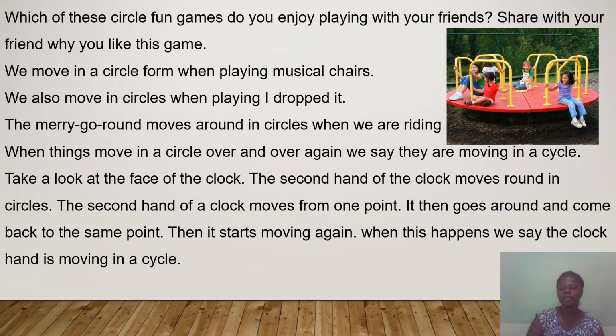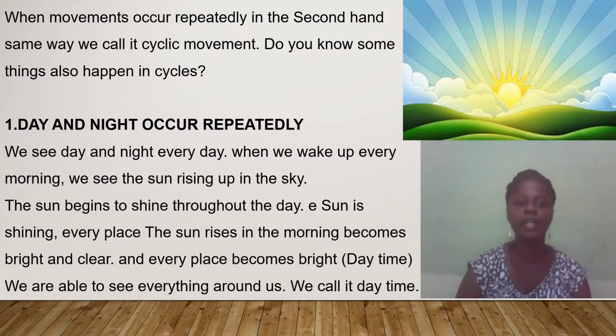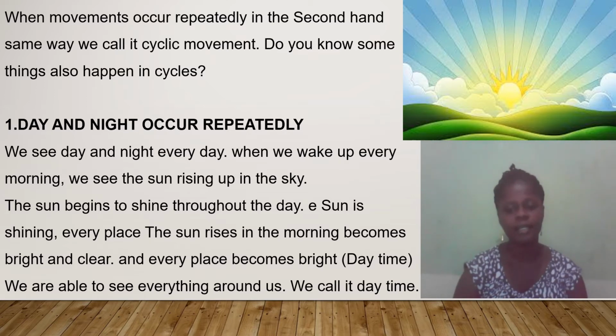Circle. If you look at the merry-go-round that the kids are sitting on in the image, that one also goes round in a cycle. Okay, it goes in a circle. So then it starts moving again. When this happens, we say that it is moving in what? A cycle. Now when movements occur repeatedly and the second hand moves the same way, it is called cyclic movement. Cyclic movement.